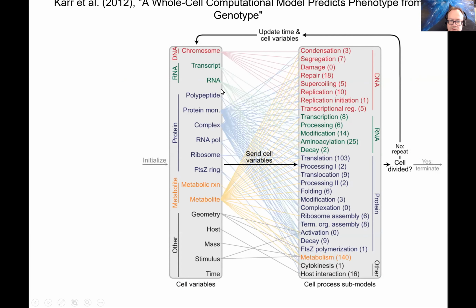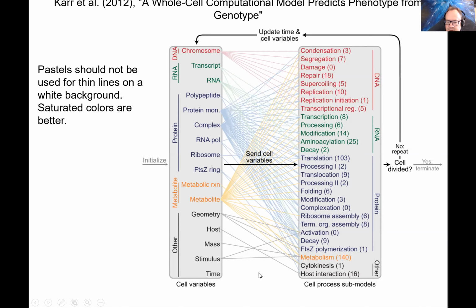This one is using pastel on thin lines on a white background. So that makes the lines hard to see, especially the ones that are closer to white. Like this is not quite yellow. It looks a little bit orangey, but nevertheless, we could use saturated colors here instead. It would make the lines stand out a lot more.